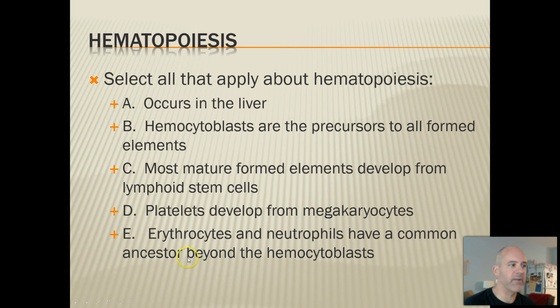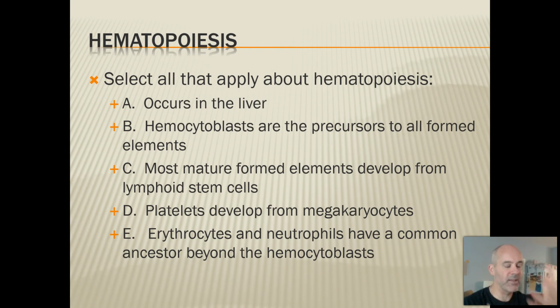Erythrocytes and neutrophils have a common ancestor beyond the hemocytoblasts. So that one might be a little bit tricky, but if you go back and look, hemocytoblasts, they divide. Some of those become your lymphoid stem cells, some become your myeloid stem cells.